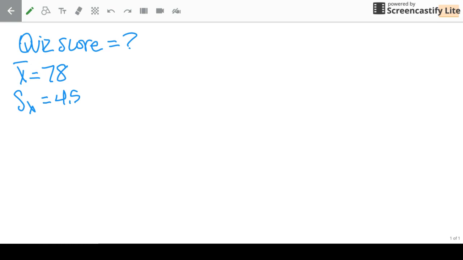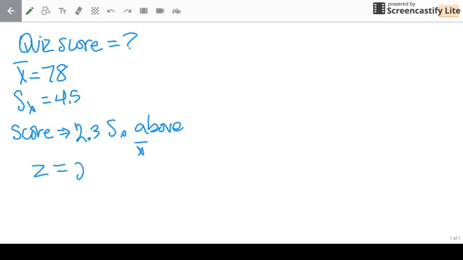So that phrase, 2.3 standard deviations above the mean, in other words means my z-score is a positive 2.3. Do not confuse the phrase above the mean with our quiz score, which is actually our x value we're looking for. So if I plug into my formula, 2.3 equals x minus 78 divided by 4.5, and then go ahead and solve for x.